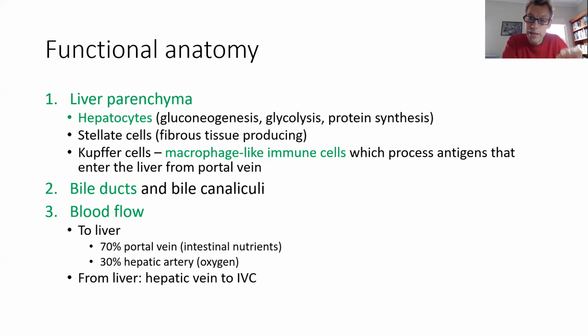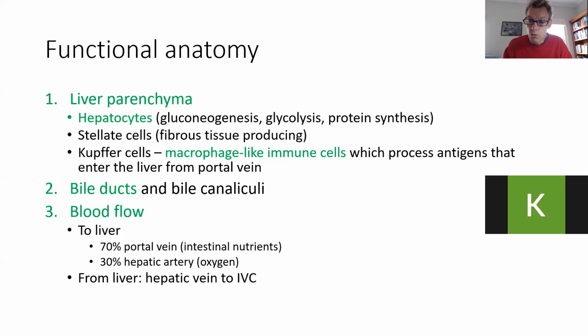Then within the liver tissue, there's hepatocytes, and then there are cells called stellate cells, which make fibrous tissue. When the liver's injured, sometimes the stellate cells produce lots of fibrous tissue, and that leads to liver fibrosis. So they're overactive, if you like. So there are hepatocytes, stellate cells, and then there are Kupffer cells, which are like macrophages, but again, it tells you the liver has multiple different functions.